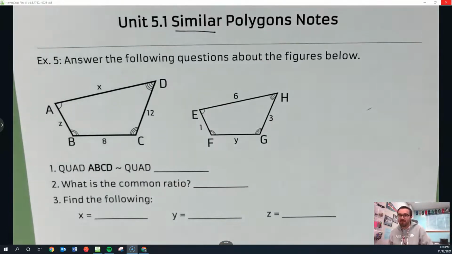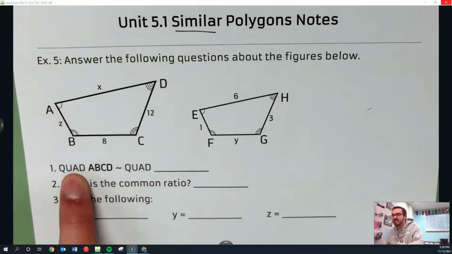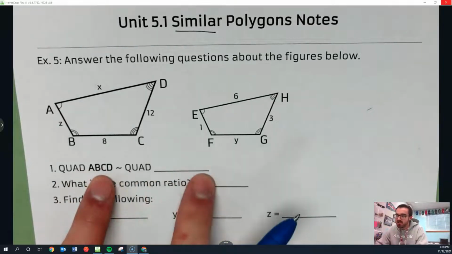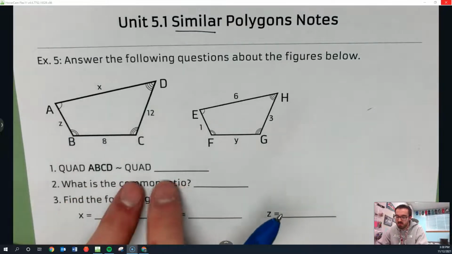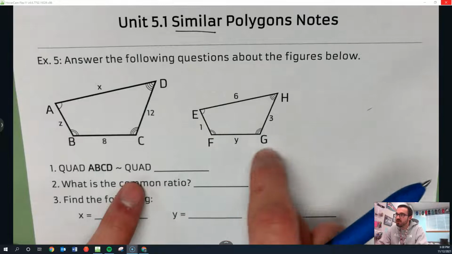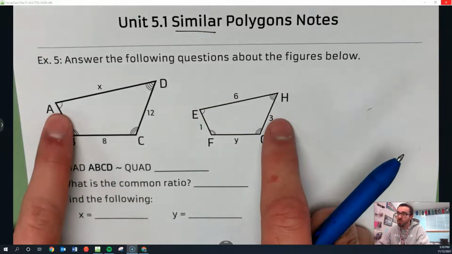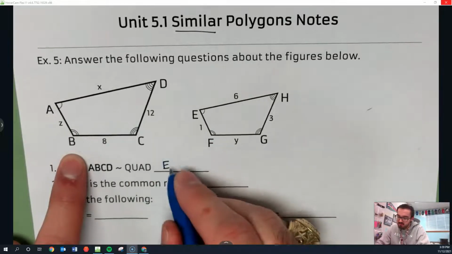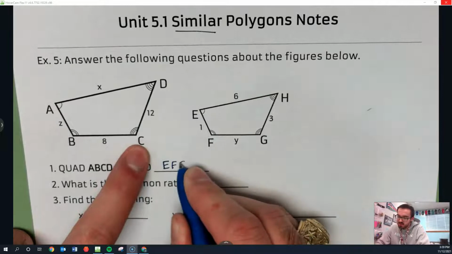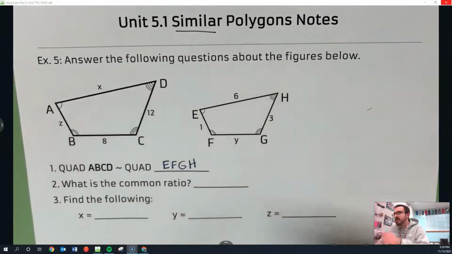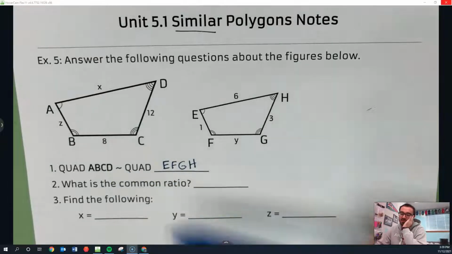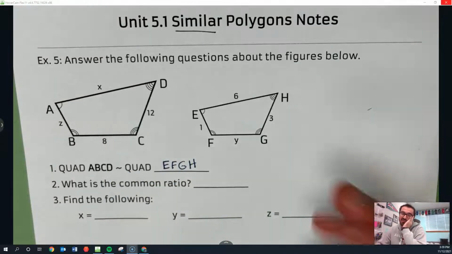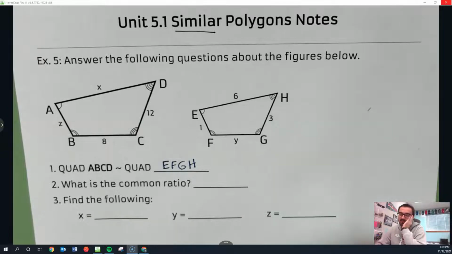All right. Example 5. Answer the following questions about the figures below. A couple questions. Here, all it's asking us to do is to match the letters so it's in the correct order. So let me show you what I mean. We need to put these 4 letters in the correct order. So let's do it one by one. What matches A? E. What matches B? F. What matches C? G. What matches D? H. Now, it just so happened to be that both of the quads ended up in alphabetical order, but it's not always going to be like that. It just happened to be like that.